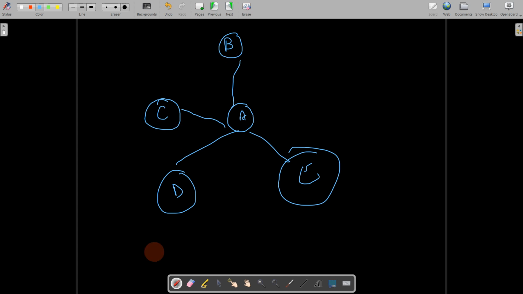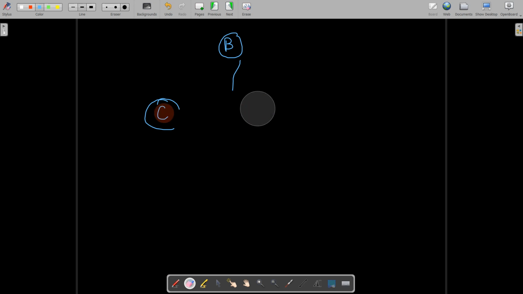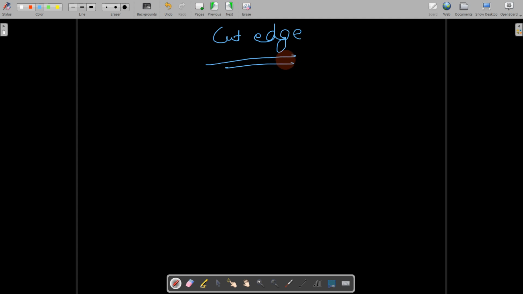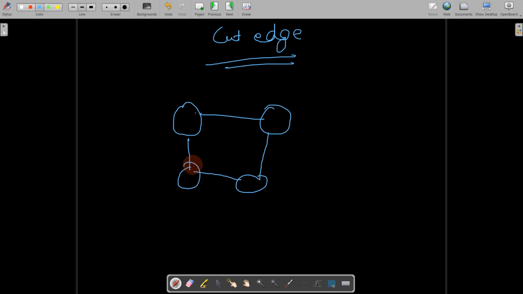Next we will see what is a cut edge, or a bridge. It is also called a bridge. So let us take an example graph again. We'll take this graph. A, B, C, D, E.